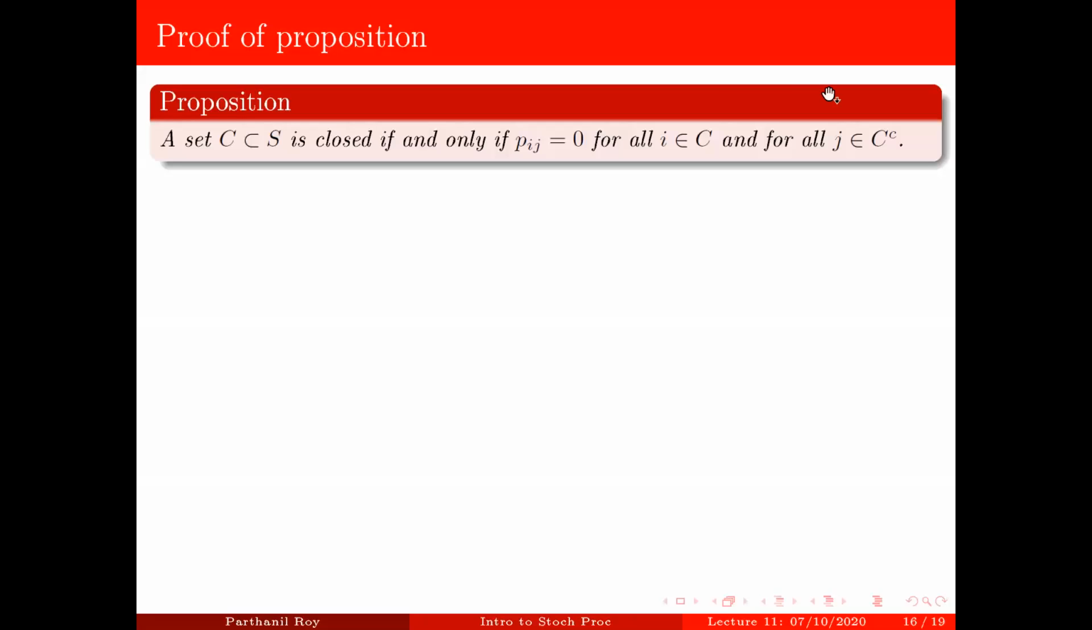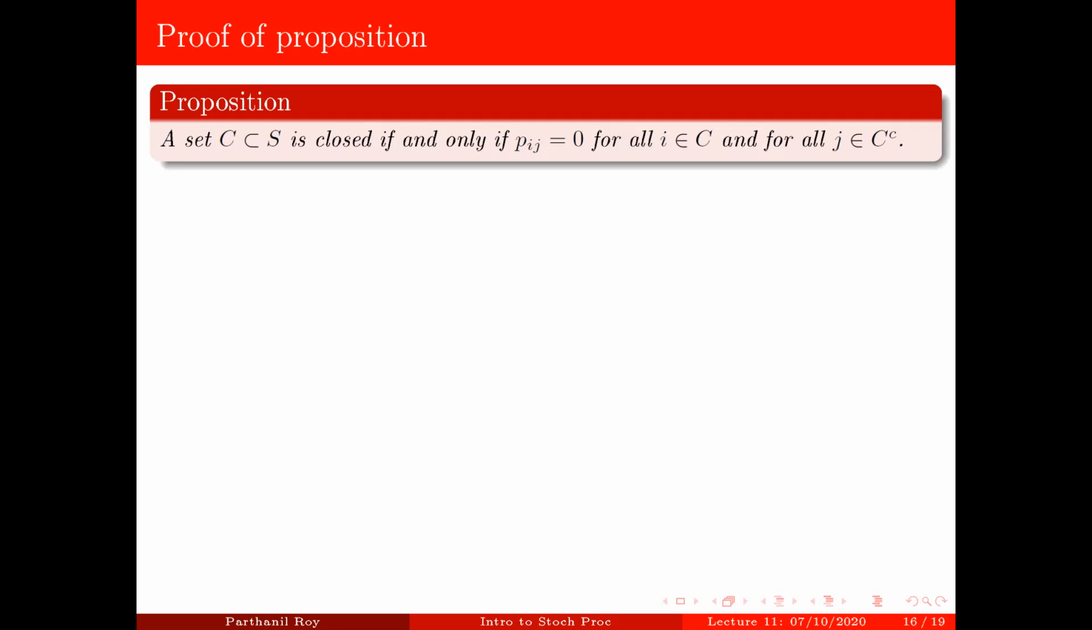So after applying the proposition in a few examples, now we are in a position to prove this proposition. Note that the proposition says a set of states C is closed if and only if, take any i in C and any j in C complement, then the one-step transition probability is 0. And as I said, it's very useful because you just need to look at the transition matrix, that's all.